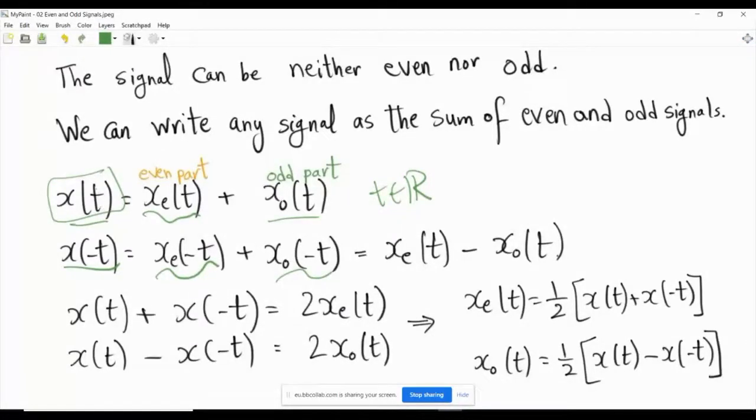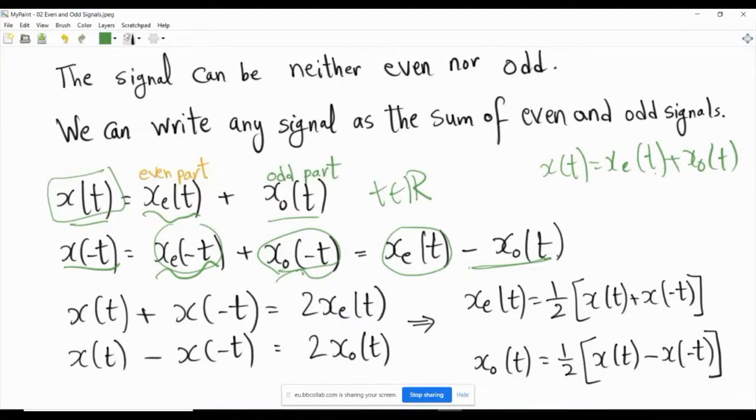Now, by definition, we are trying to take x of t and express it in terms of xe of t, which is an even part, so it's an even signal. So xe of minus t by definition is equal to xe of t because it's an even signal. Now, xo of minus t, because this is desired to be an odd signal, is minus xo of t. So now we have two equations. x of t is equal to xe of t plus xo of t. This is what is desired.